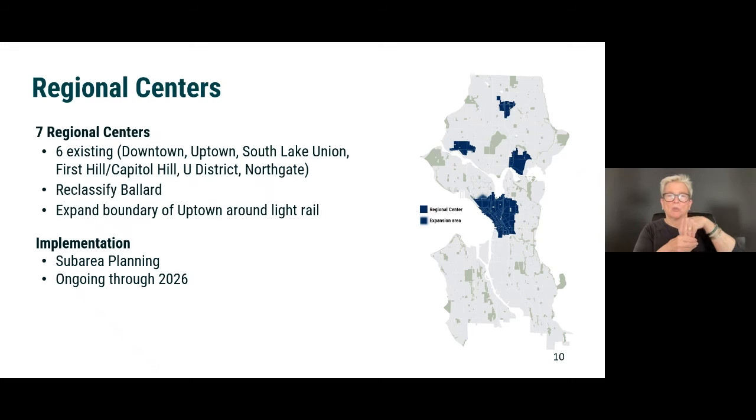We are in the process of doing subarea plans for regional centers, currently working on downtown, Northgate, and First Hill Capitol Hill. And so those are opportunities for more detailed discussion of those areas, including potentially zoning. And those, the first phase will be going through 2025, and the second phase through 2026 and probably into 2027.